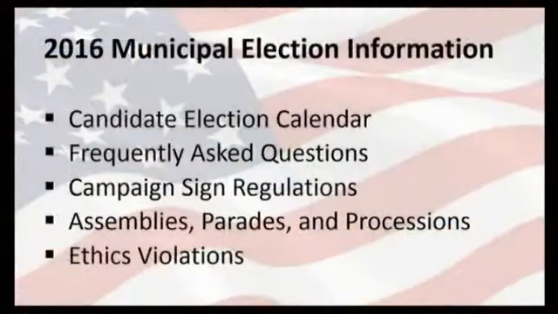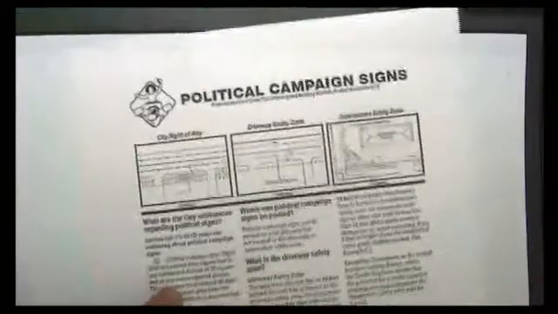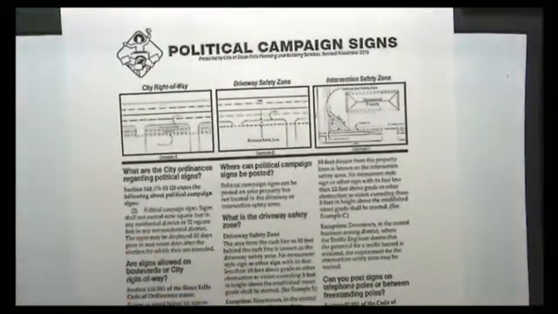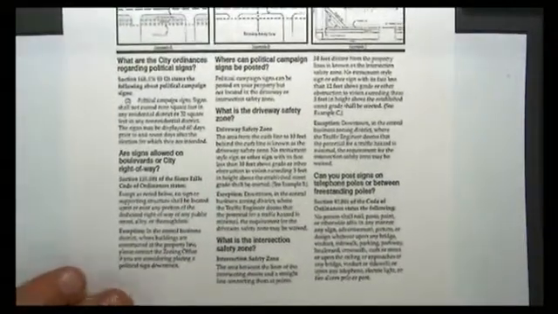Thank you. All right, also included in that will be frequently asked questions, and these are questions that have been compiled over the years, and we add to those each election. Also campaign sign regulations. We used to use a brochure, but I wanted to incorporate it in the booklet, and this is an example of that page, which we had to put into an 8.5 by 11 format so that it fits right into the booklet and explains what the different requirements are for signs. And then, as part of the general election booklet, we have information on assemblies, parades, processions, as well as ethics violations.